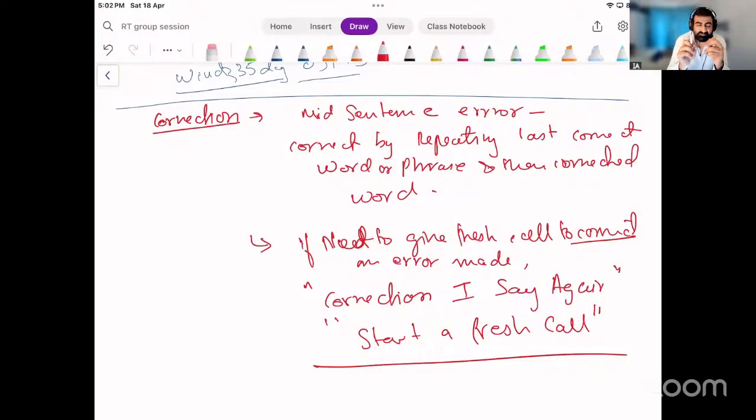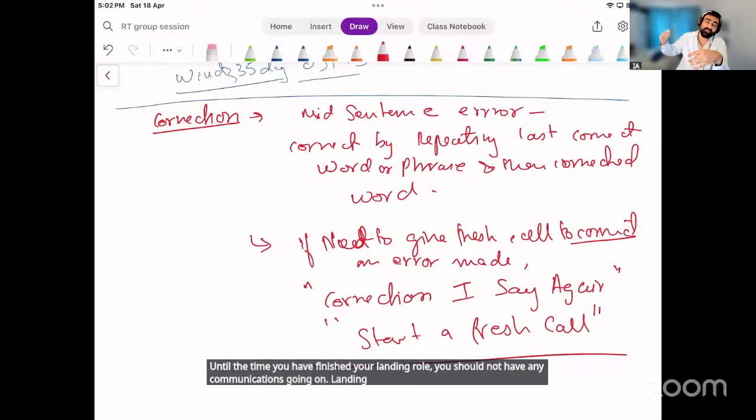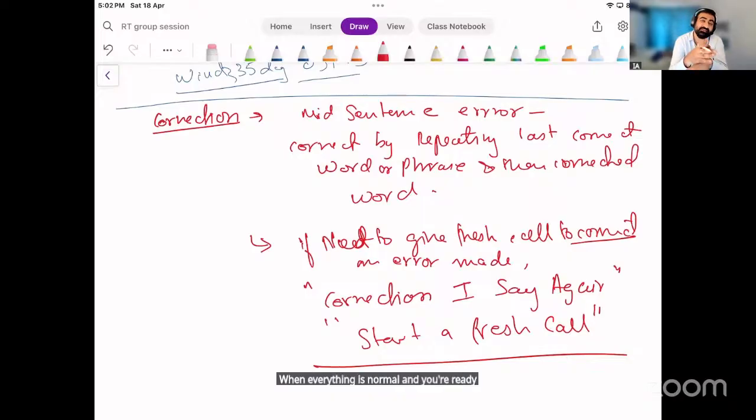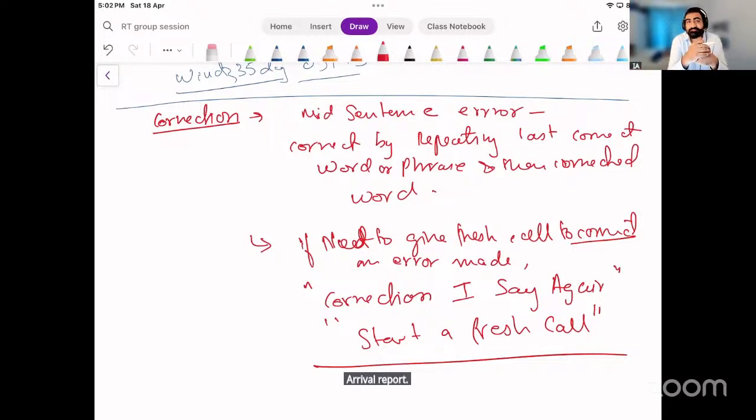Until you have finished your landing roll, you should not have any communications going on. Landing roll is after touchdown, when you have applied the brakes, reverse thrusters, whatever the procedure is. When everything is normal and you're ready to taxi and vacate the runway, that's when your communication should start. Remember, calls like the arrival report can be given now. Arrival report: Delhi Tower, India 123, landed runway 27, 1400, request taxi to apron, or request further taxi. There are many ways to go about it.